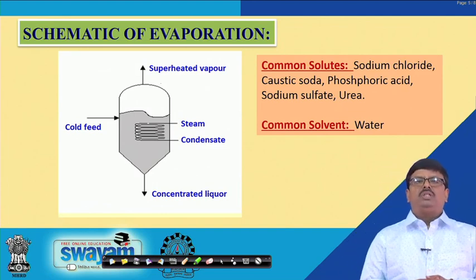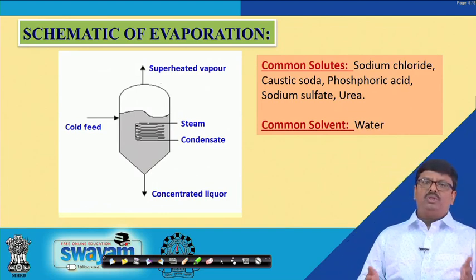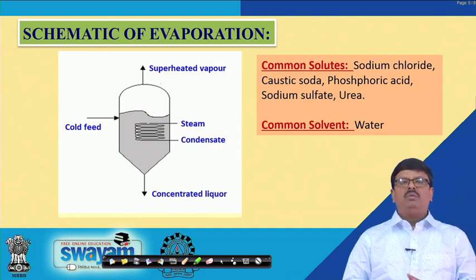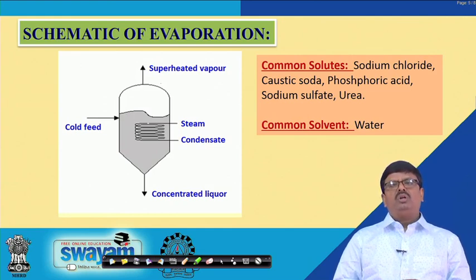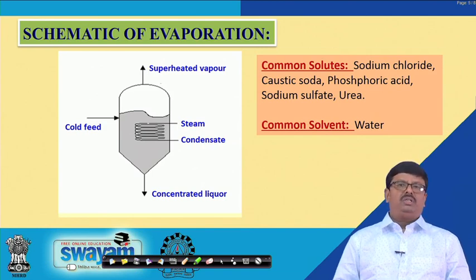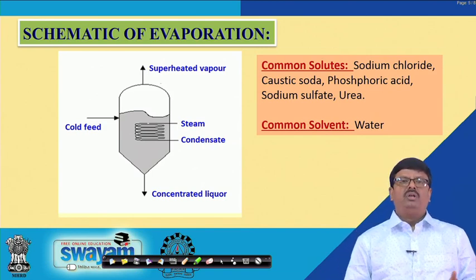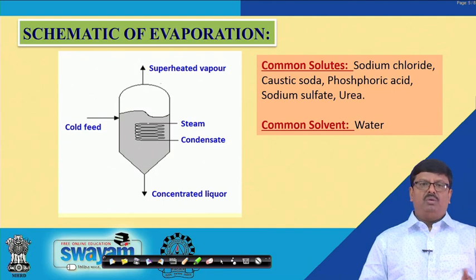Now, the common solutes and common solvents. Sodium chloride, caustic soda, caustic potash, phosphoric acid, sodium sulphate, and urea are the common solutes that you can use, and the common solvent is water. In most cases, water is used as the common solvent.